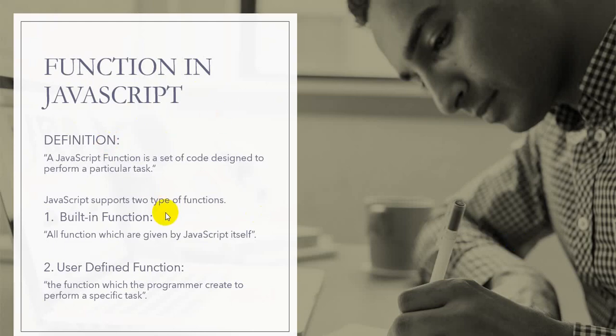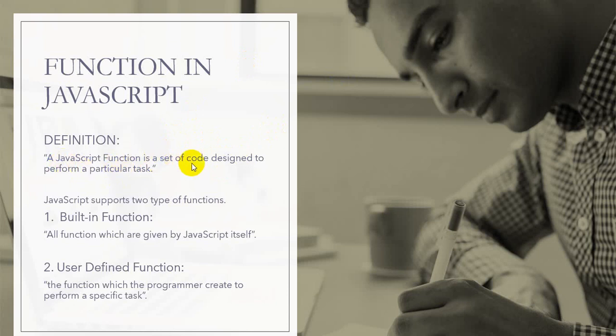This is the definition. I think I have explained it a number of times. Now I think you have a clear picture of what a built-in function is, what a function actually is, and what a user-defined function is. So let's refresh just the definition. A JavaScript function is a set of code, a set of lines, a set of programming lines, whatever you can say. It's not a fixed definition. I have just given it in my own language.